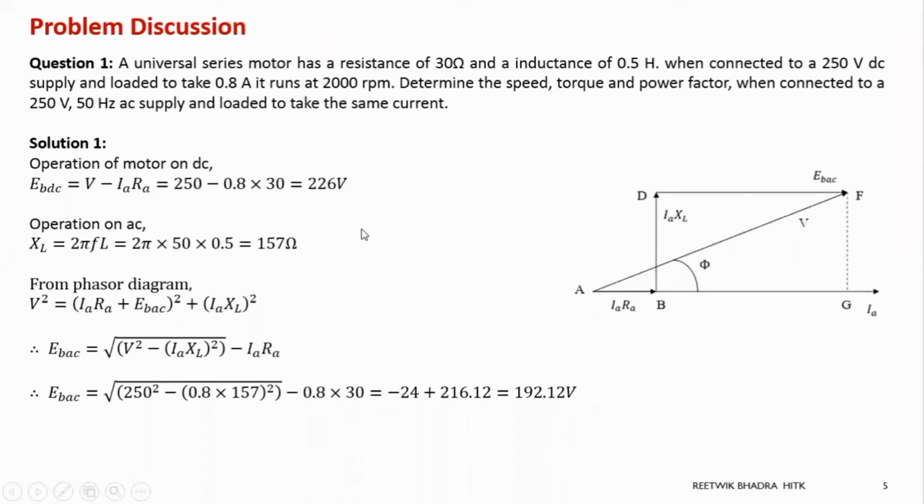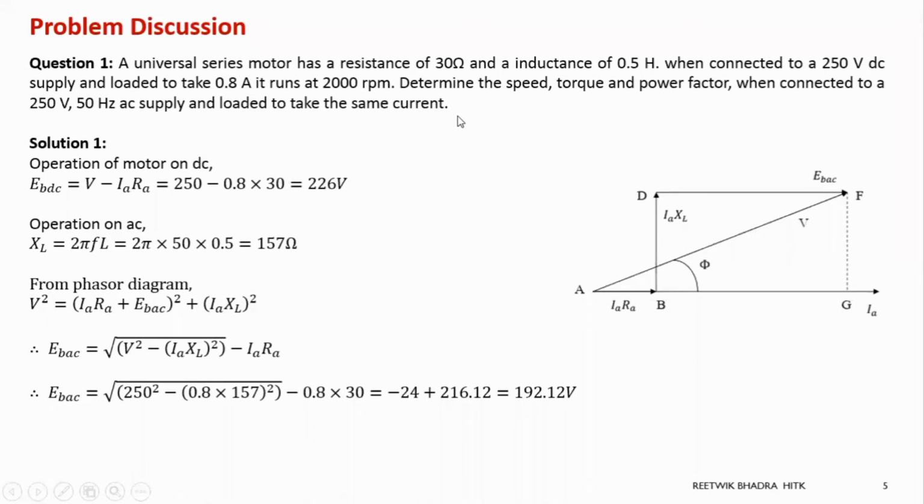So the first thing we do is find out this EB under DC condition. For a motor that is V minus IARA. What is V? 250. What is IA given? 0.8. What is RA given? 30, where RA means the total resistance. So 250 minus 0.8 into 30 is 226 volt.